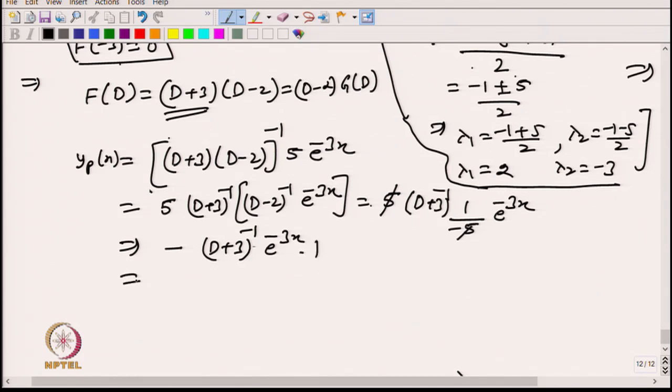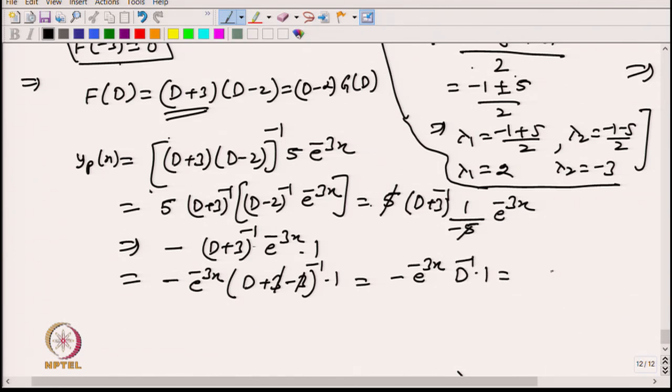Now, I will use my operator methods just as we have done. I can take my e^(-3x) on the left hand side and this will reduce to minus 3 to 1. So, it will be minus e raised to power minus 3x and this will cancel out. So, this will be D inverse into 1, and this is the integration. So, it will be x e raised to power minus 3x. So, this is my y_p(x).